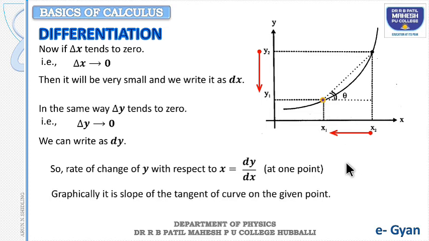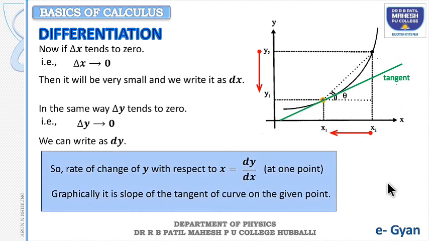Or to understand it easily with the graph, what you need to do is draw a tangent to the curve at the point here. You can draw a tangent and take the slope of it. Find the slope of that, then you will get the rate of change at that point itself.